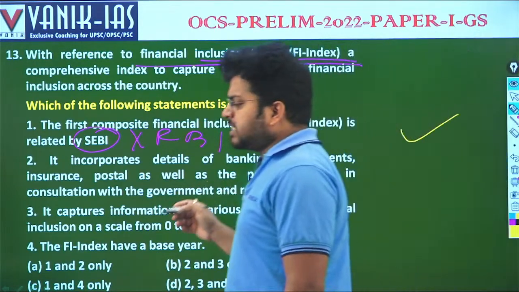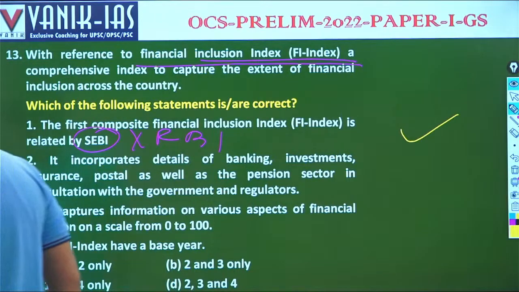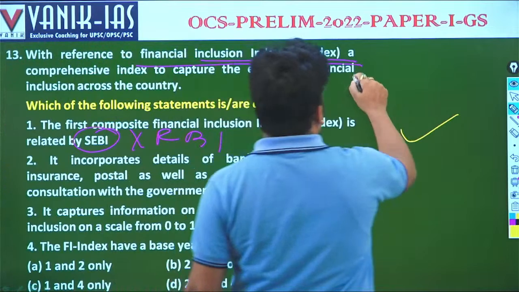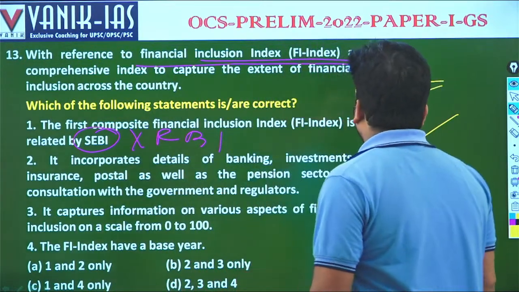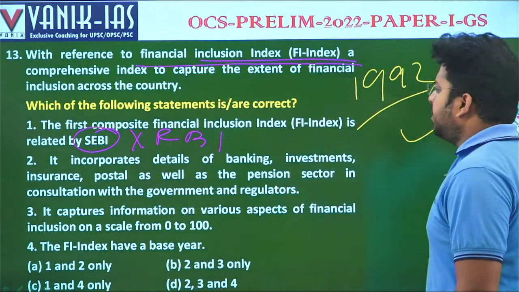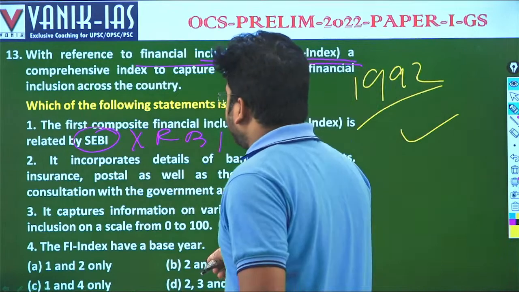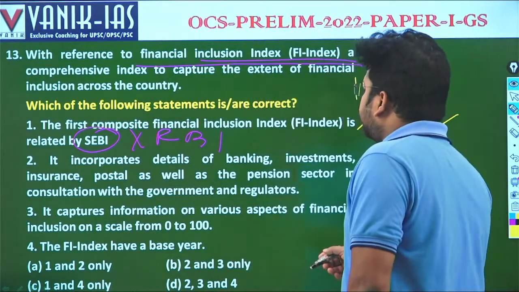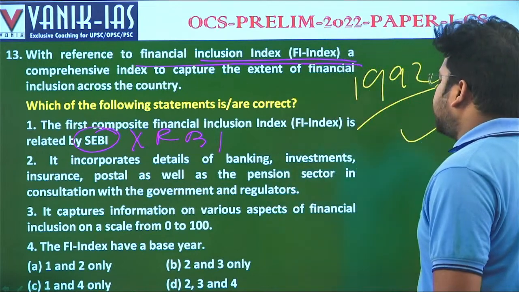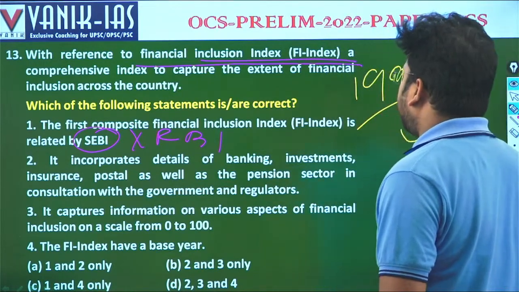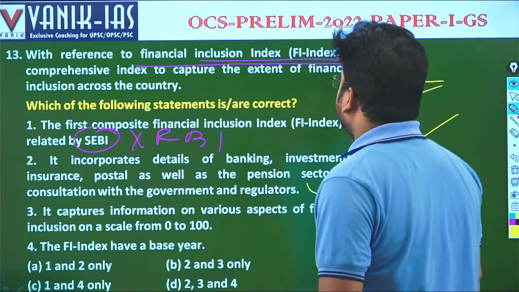SEBI, Securities and Exchange Board of India, it is a statutory body. It was established in 1992 and became a statutory body, and this index is by RBI, not by SEBI. It incorporates details of the banking, investment, insurance, postal, as well as the pension sector in consultation with the government and regulators. Yes, details of banking, investments, right?